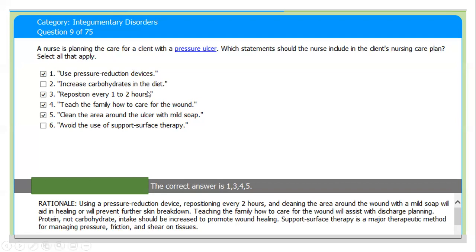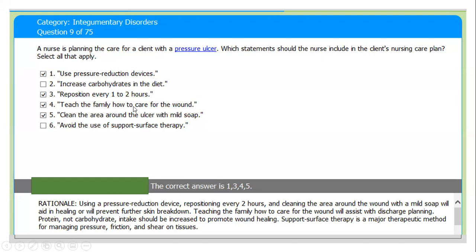Particularly patients who develop a pressure ulcer have some common signs and symptoms, and we need to know how to help them. Like redness of the skin, dark scar, chronic wound or swelling, tender skin, right? Common symptoms. Anyway, the correct answer: use the pressure reducing device. Number 3, reposition every 1 to 2 hours, important.